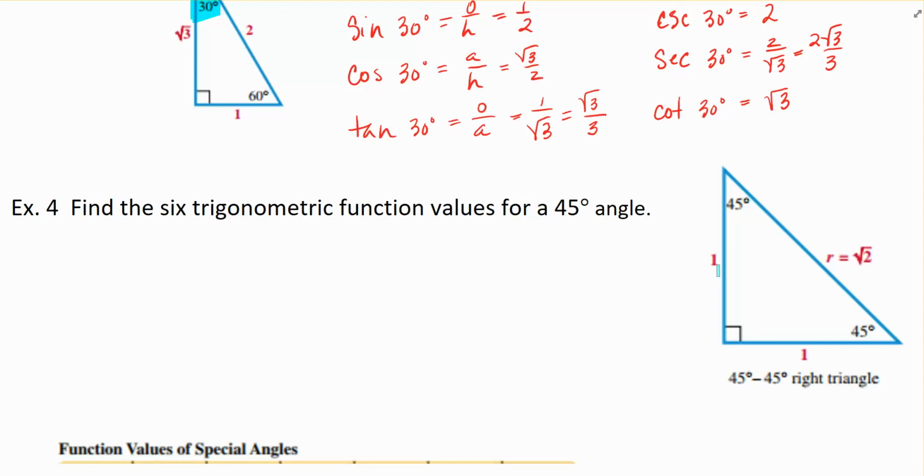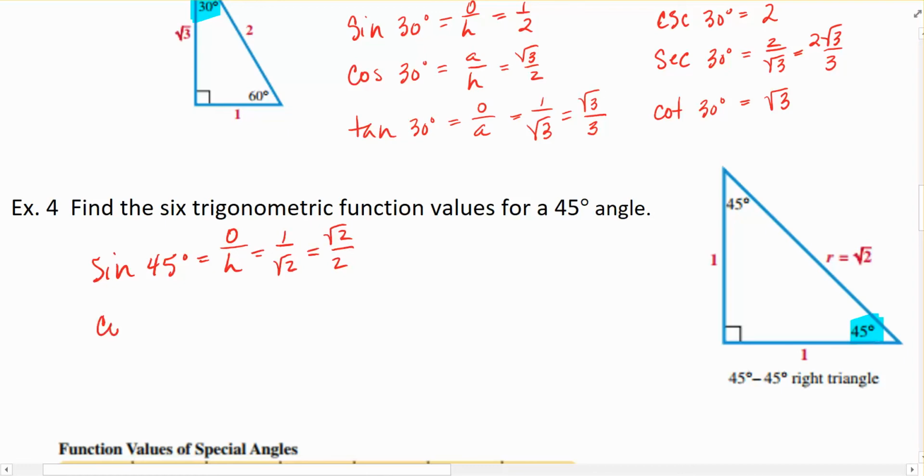So if I have a 45, 45 special triangle, and I want to know what those 6 trig function values are for a 45-degree angle, we can pick either of the 2 45-degree angles to look at. Let's look at this one down here in the bottom. When I find the sine of 45 degrees, it's going to be opposite over hypotenuse. The side opposite is 1, the hypotenuse is the square root of 2, so this is going to be the square root of 2 over 2 when I rationalize the denominator.